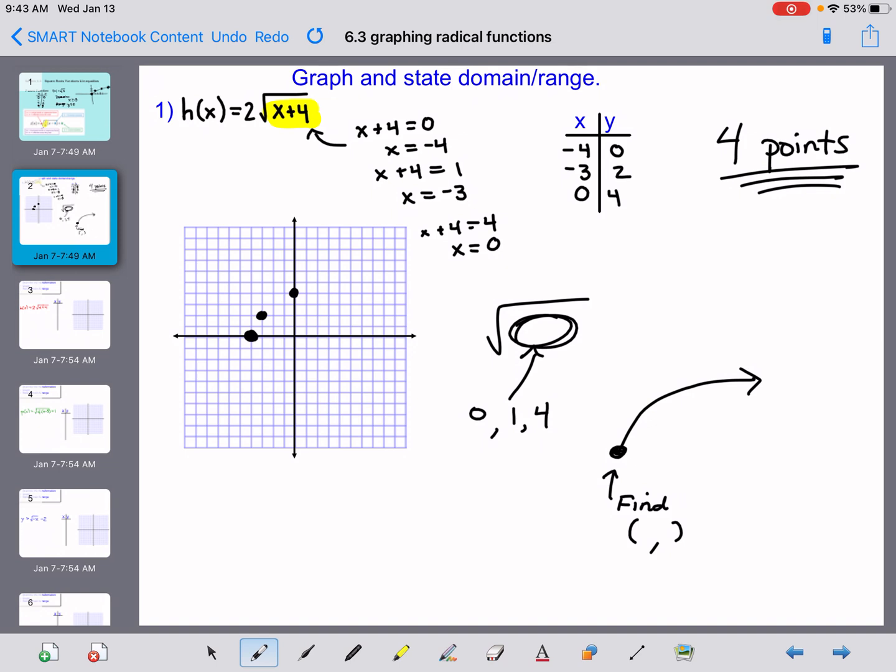Let's do one more. We want 4 points. So the next number would be 9. We want to take that radical and set it equal to 9. So the next nice x value we're going to work with is 5. Plug it into the function, and you should get an output of 6. And then I'm going to draw my graph.